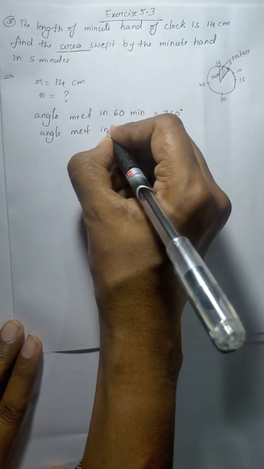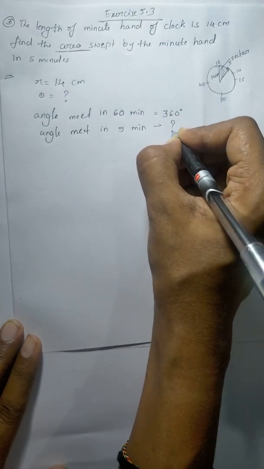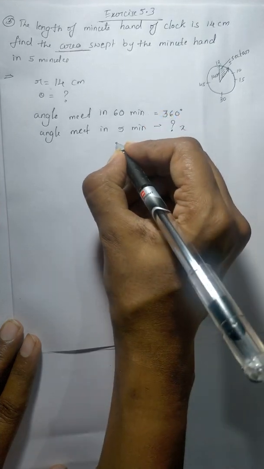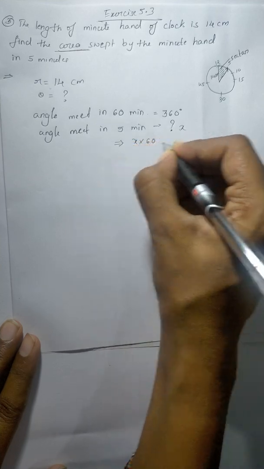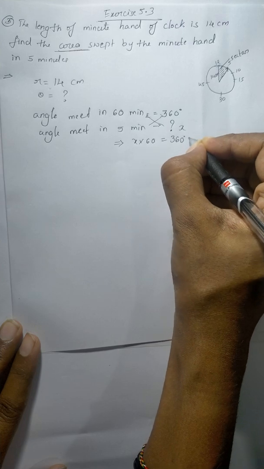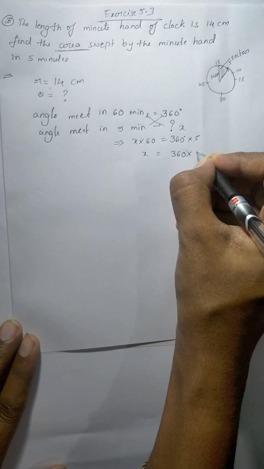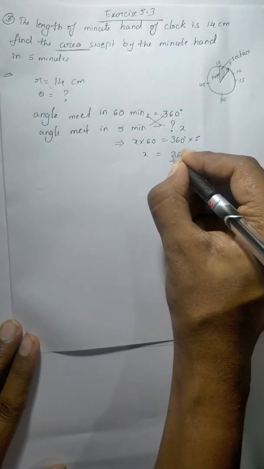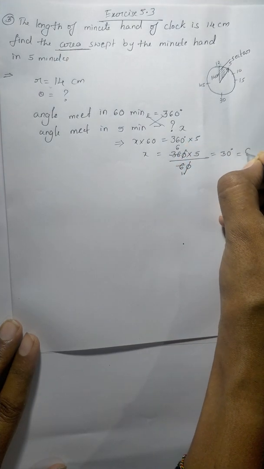We need the angle made in 5 minutes. How do we do it? Let it be x. x into 60 is equal to 360 into 5, by cross multiplication. So x is equal to 360 into 5 divided by 60. The zeros get cancelled, 6 ones are 6, 6 fives are 30 degrees. So this is our theta.